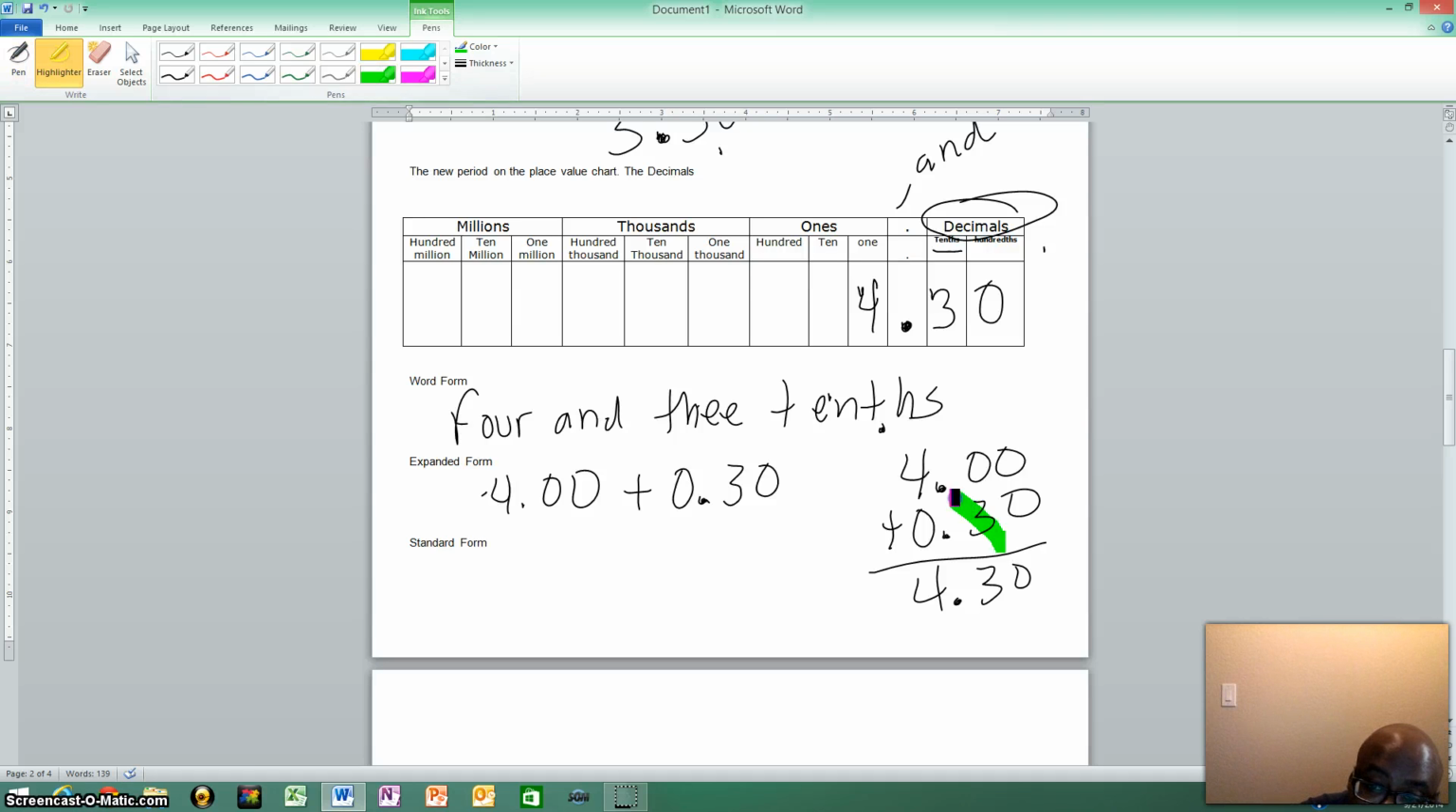That we always go through when we highlight, and that gives us our number in standard form, which is 4 and 3 tenths. So that's the end of the lesson on the new place value period, the decimals, and we're talking about the tenths. Stay tuned for our lesson on the hundredths. It will be coming up a little bit later.